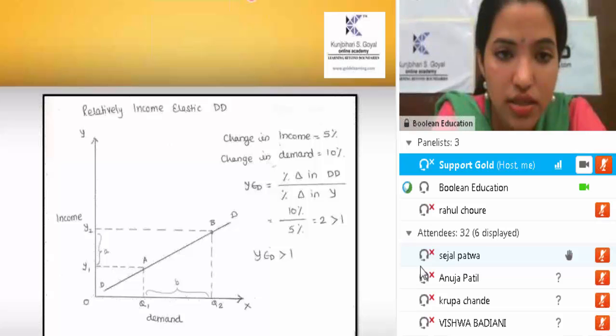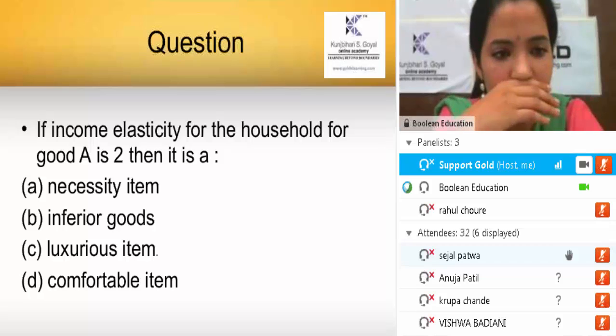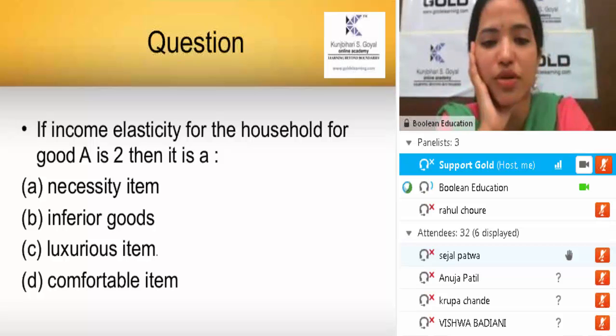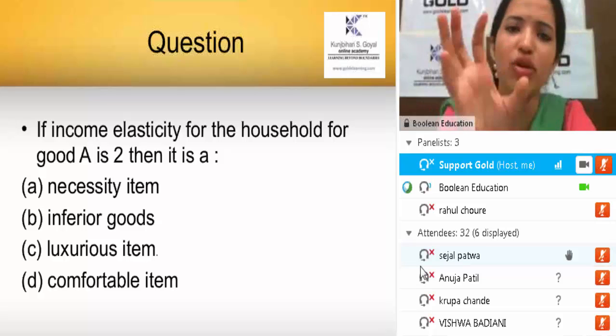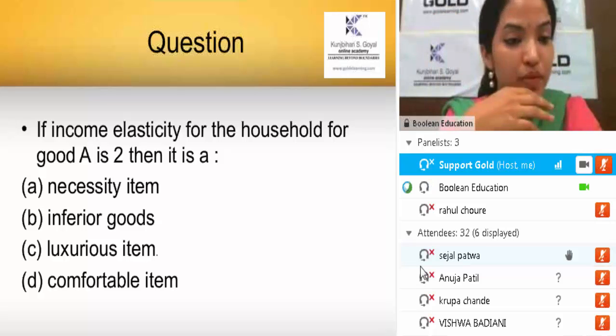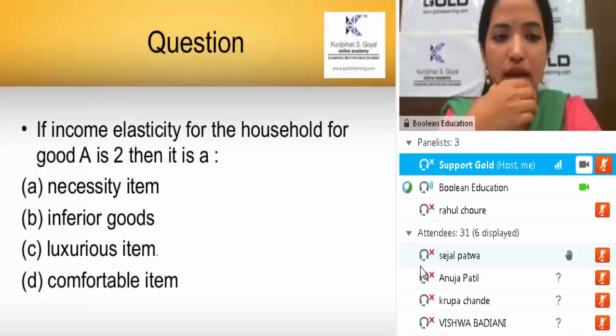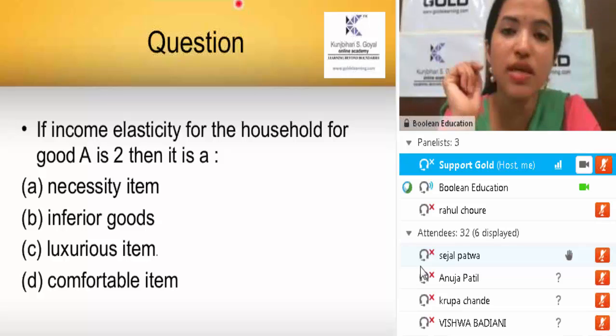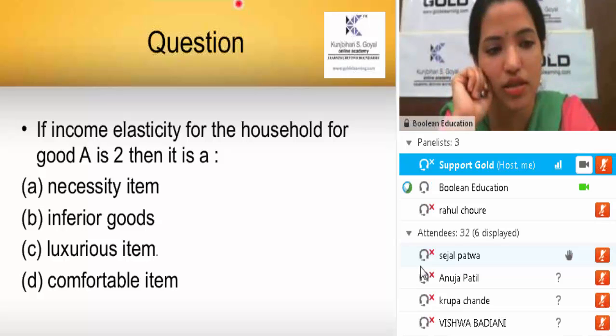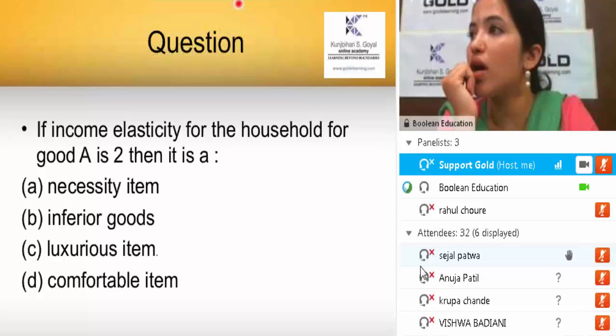Okay. So, now let's look at the question. If income elasticity for the household for a good A, any commodity, is 2, क्या कह रहे हैं? Income elasticity कितना है? 2 है. तो कौन सा तरीके की कमोडिटी होगी? Then this commodity is what? Can you answer this for me?